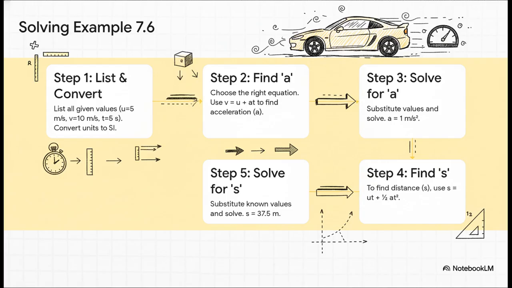Now, to find acceleration, we choose the first equation, we substitute the values, and we solve. And we get 1 meter per second squared. Simple. Then, to find the distance, we use the second equation, put in all the values we know, and we solve to get 37.5 meters. You see? A logical, step-by-step approach always works.